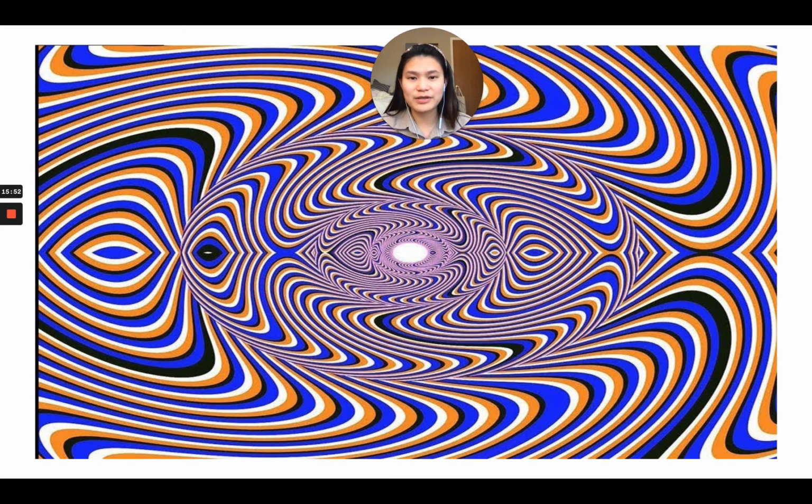Optical illusions are pretty fun. You can look up a bunch of them. They're difficult to draw, in my opinion. But they're a fun way to engage the viewer.